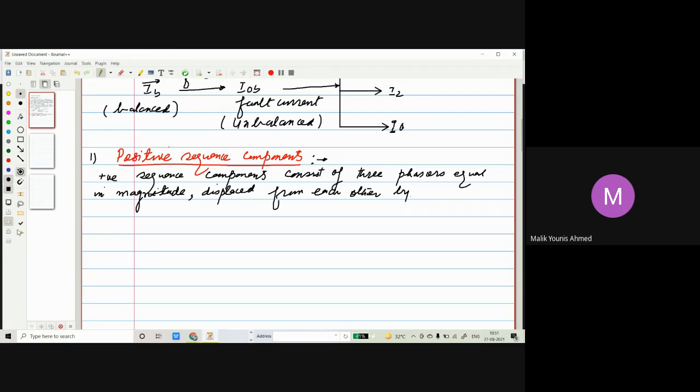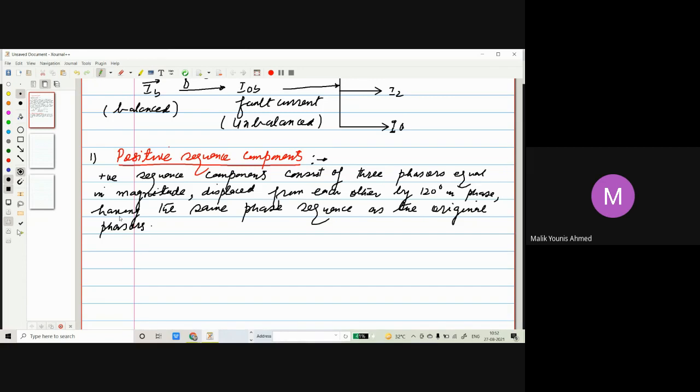by 120 degrees in phase, having the same phase sequence as the original phasor.